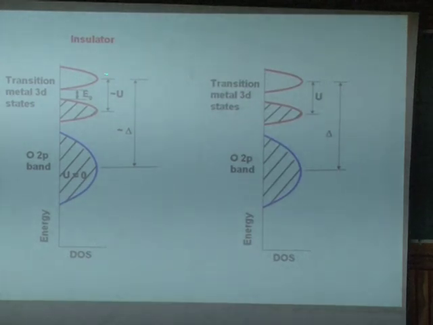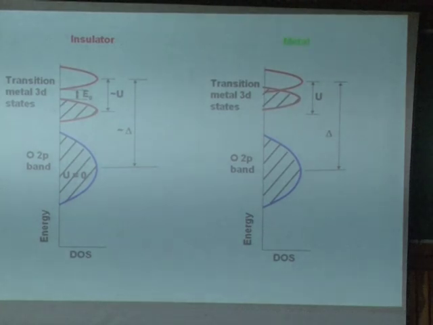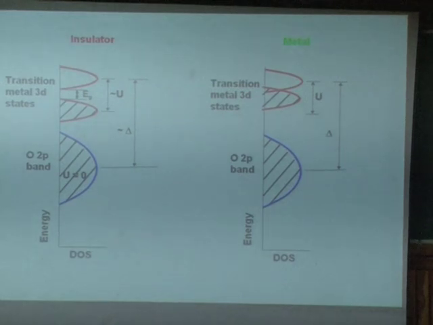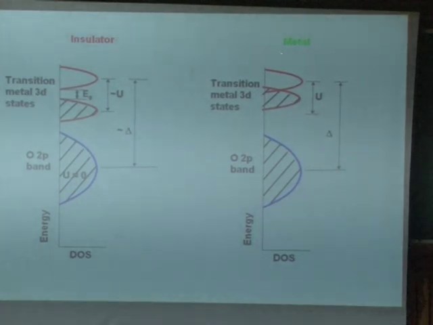Starting with exactly the same description, if my U becomes small, then those two pieces will overlap with each other and it will become a metal just the way you had seen earlier. U becomes smaller than the critical value, which is the bandwidth. Oxygen P is only a spectator orbital. I don't even have to consider it. This description is exactly what I had talked about earlier.